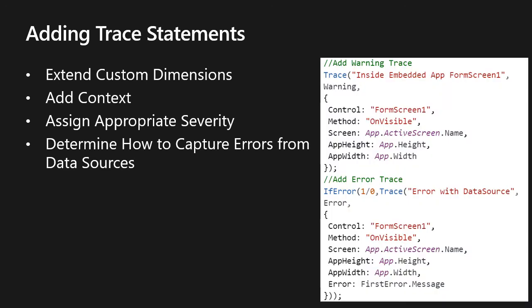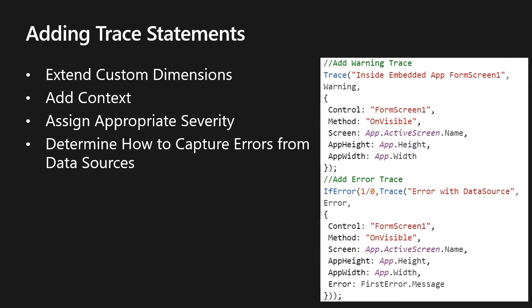So let's take a look here. On the right, we have 2 trace messages, one with a warning and one with an error. So we see we have the trace with some sort of string. In this case, it's just an inside embedded app form screen one. The second value is actually the severity, right? So there's trace severity of warning, and then the second one you see trace severity of error. Once you go into the third parameter, that's where it gets interesting. That's where we start adding our context that goes into our custom dimensions.